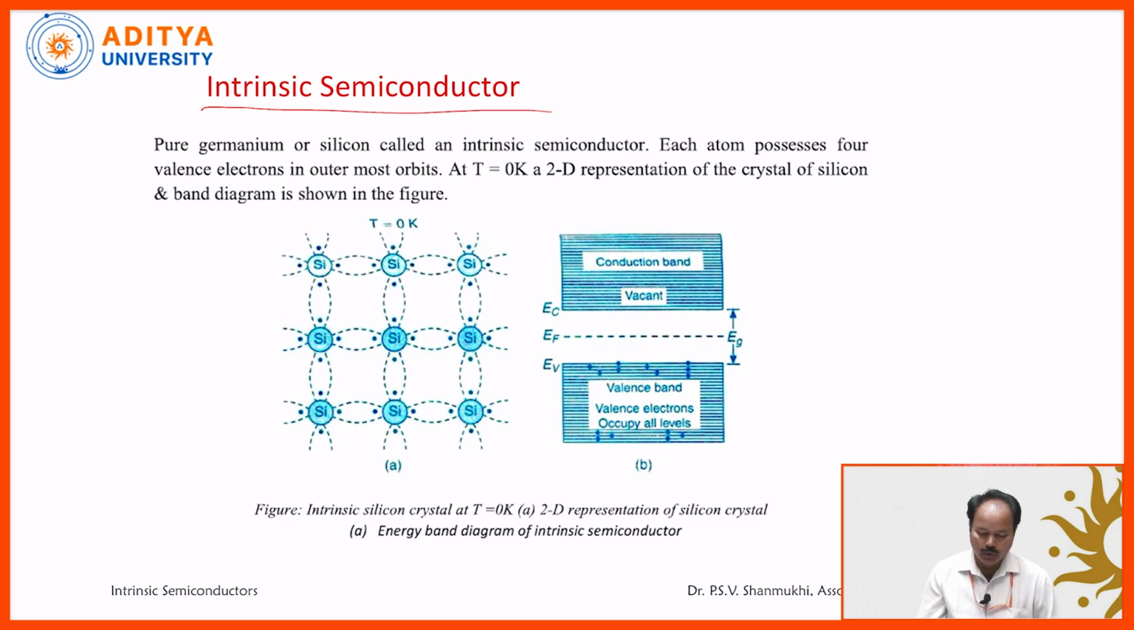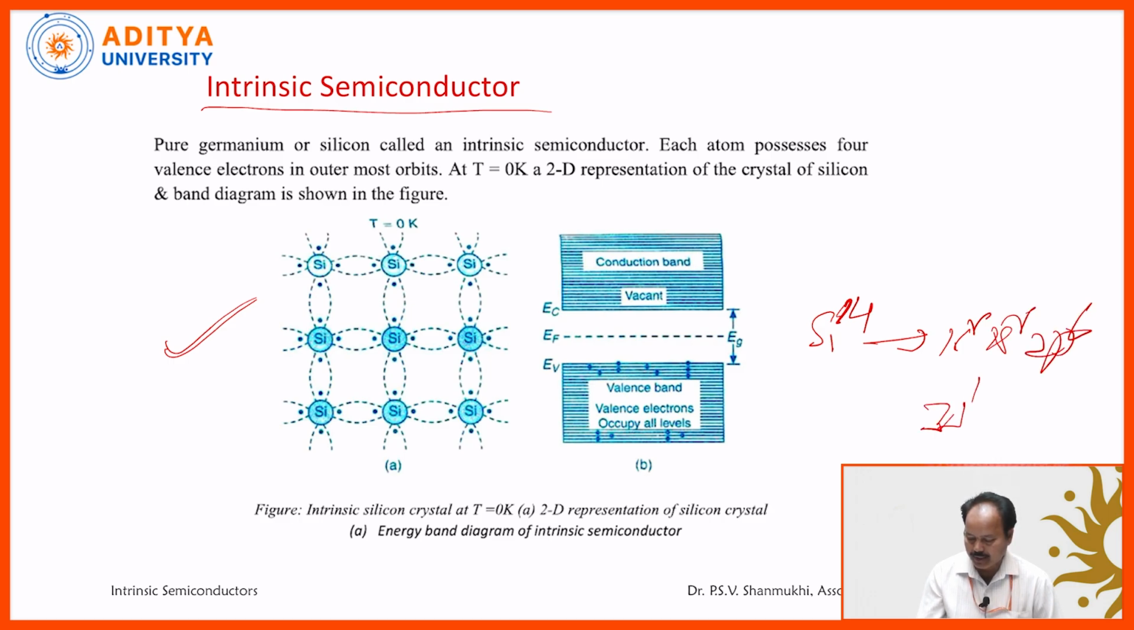Now coming to the crystal structure of an intrinsic semiconductor. Silicon has atomic number 14. Coming to the electron configuration, 1s2, 2s2, 2p6, 3s2. Actually we write 3s2, 3p2. So these 10 electrons are tightly bound to the nucleus, whereas these 4 electrons are the valence electrons. Actually they are not free electrons in silicon.